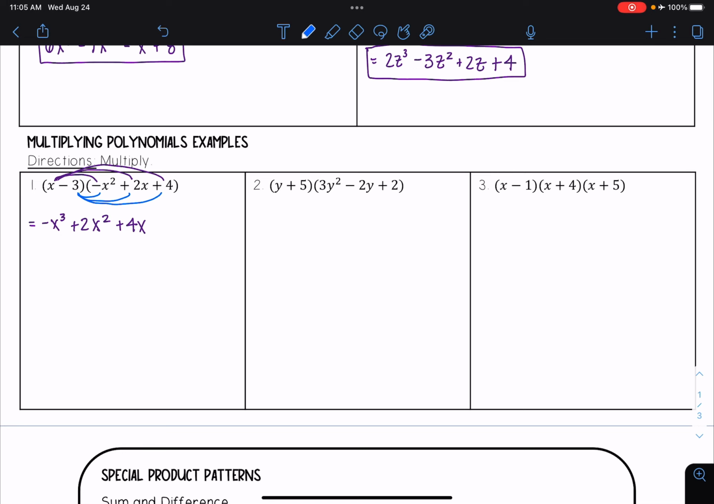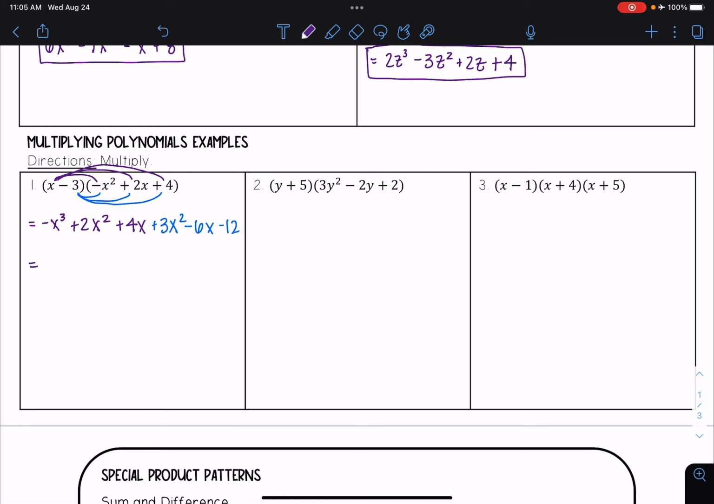So negative 3 times negative x squared, I get a positive 3x squared. Negative 3 times 2x, I get negative 6x. And then negative 3 times 4, I get negative 12. And now my last step is to go ahead and combine like terms. So I'm going to write this in standard form.